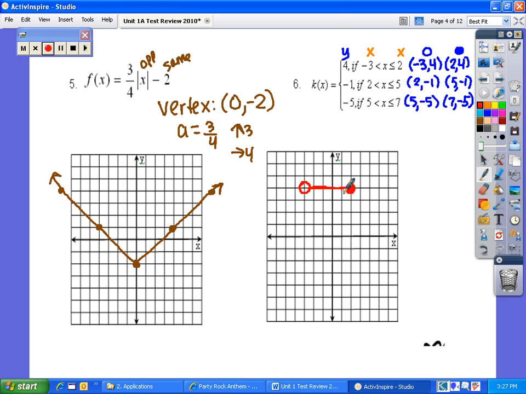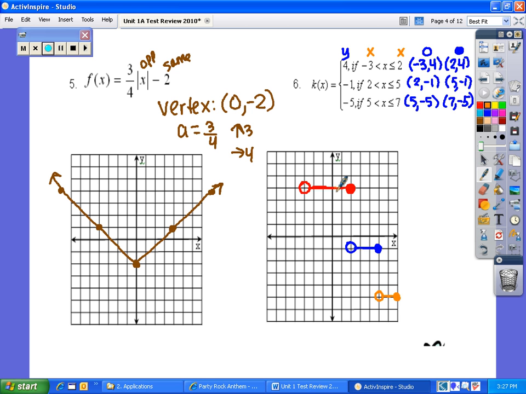Looks like barbells. Okay, the next one will be at 2, -1 with an open circle, and then 5, -1 with a closed circle. Connect those so they look like barbells. And the last one will be at 5, -5, and then at 7, -5. So by the time you're done, it looks like you're going up steps.